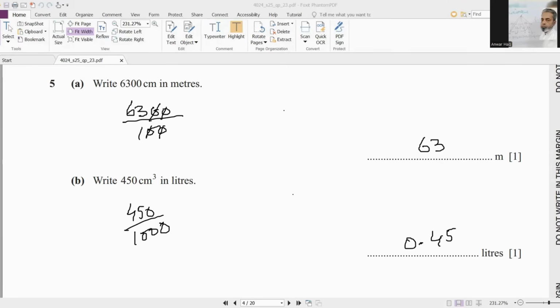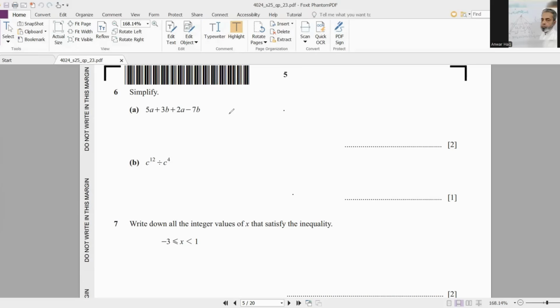This is question 6. Very simple question. Simplify 5a plus 2a. This will be 7a. And 3b minus 7b will be minus 4b. So 7a minus 4b is the answer. C power 12 divided by C power 4. So if there is a division sign, we subtract the powers. Simply C power 12 minus 4. Your answer will be C power 8. C power 8.